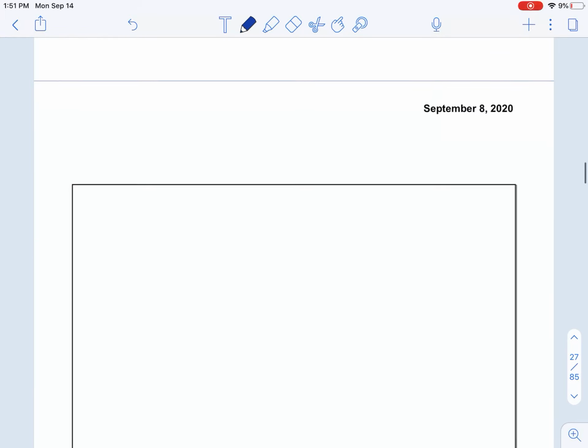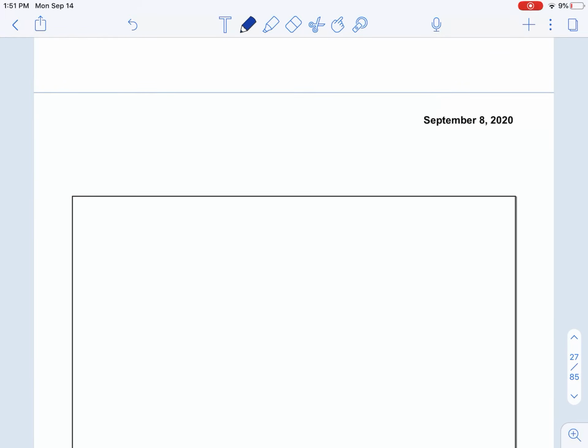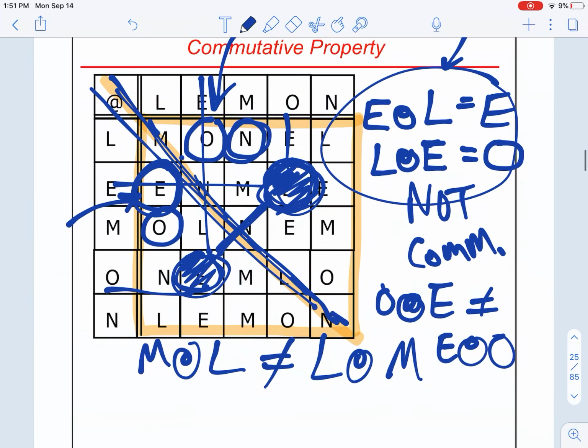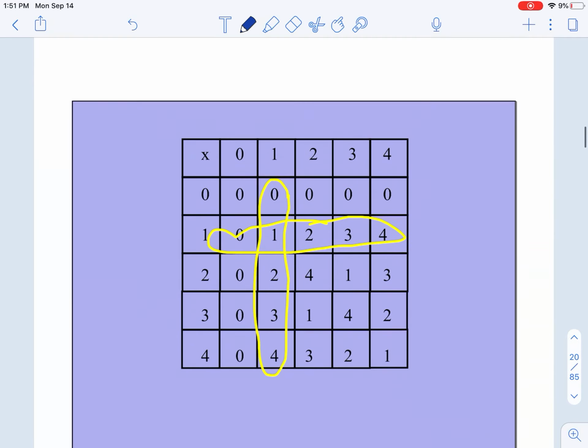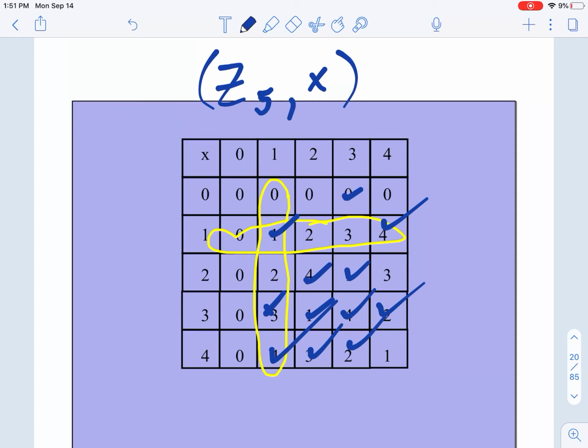So let's test whether a system has closure. Let's think about this system here. How about Z? Ignore the yellow, but Z, what system is this, first of all? Z5, multiplication. Does this system have closure? In other words, every time you operate, can you find an answer that lies within the system? Are all of these cells filled in? Yes, so this has closure.